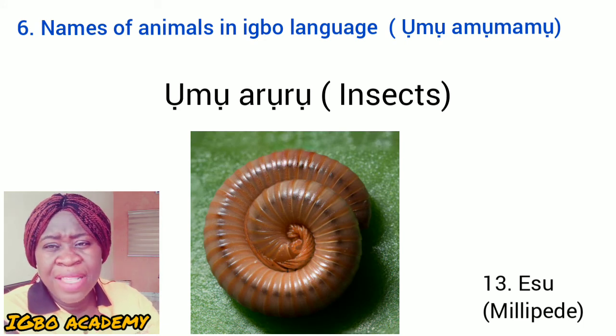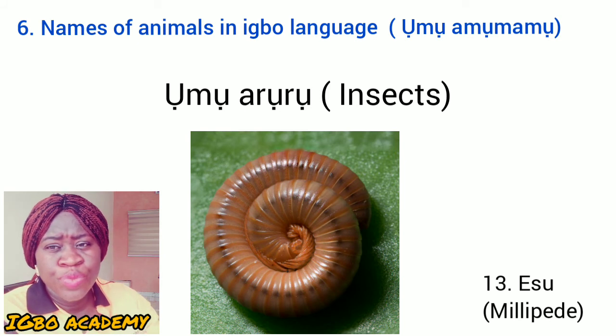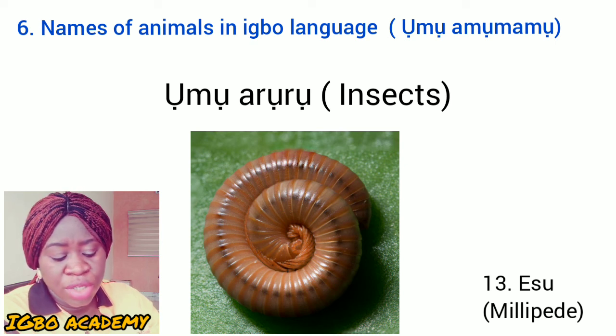Then we have the millipede. The millipede is called esu.